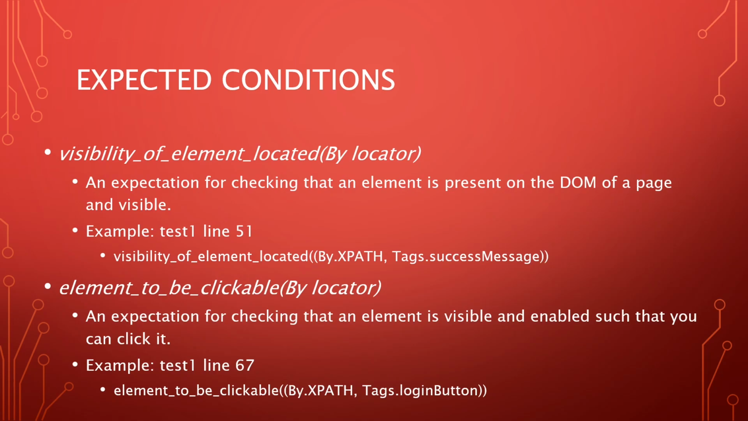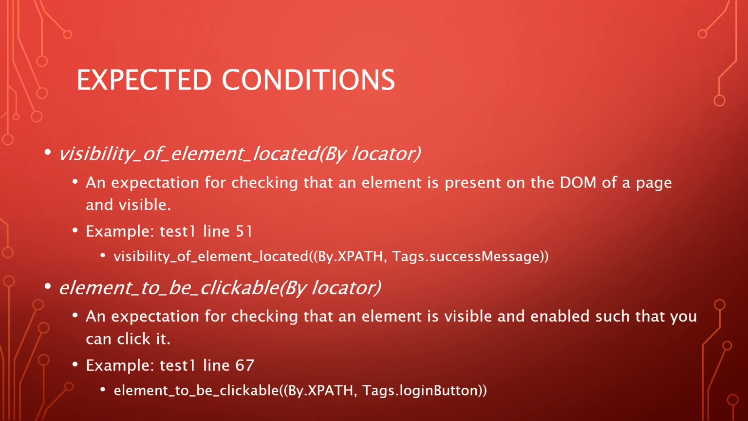Expected conditions offer a variety of common conditions you can wait for. These include waiting for elements to be visible, elements to be clickable, or even checking if a text is present in an element. We used two expected conditions in our test case: visibility of element located, which is an expectation for checking that an element is present on the DOM of a page and visible, and element to be clickable, which is an expectation for checking that an element is visible and enabled such that you can click it. These conditions are not only powerful but flexible, allowing you to write tests that are resilient against varying load times and dynamic content.